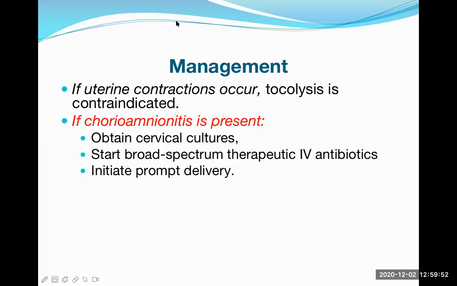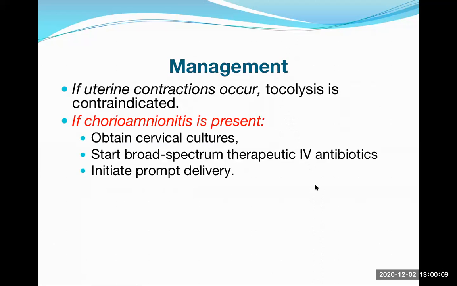How to manage this type of case? If uterine contraction occurs, tocolysis is contraindicated. Now, why is tocolysis contraindicated here? Can anyone explain to me why?